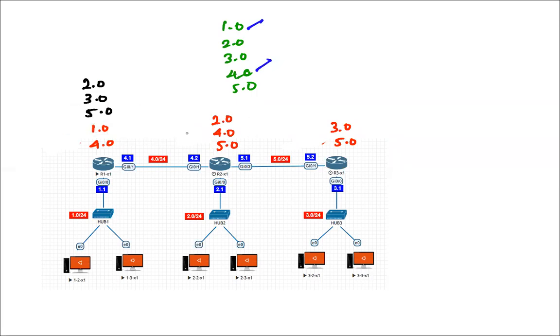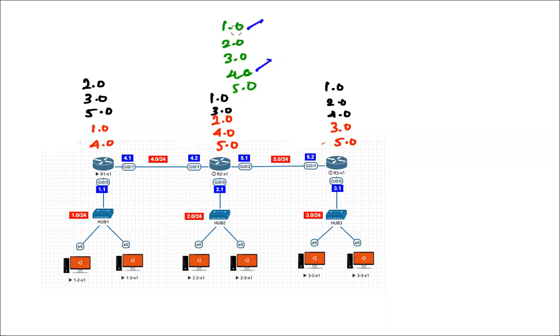Now let's write the networks that he doesn't have. What networks doesn't he have? He doesn't have 1.0 and 3.0. So these are the two networks that he doesn't have. Okay, what about the last router? He doesn't have 1.0, 2.0, and then 4.0.